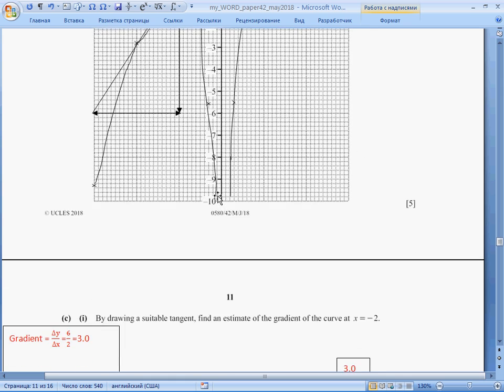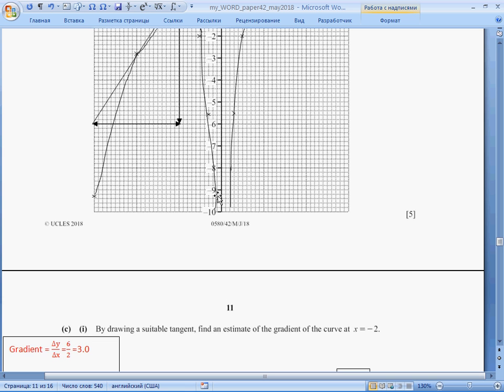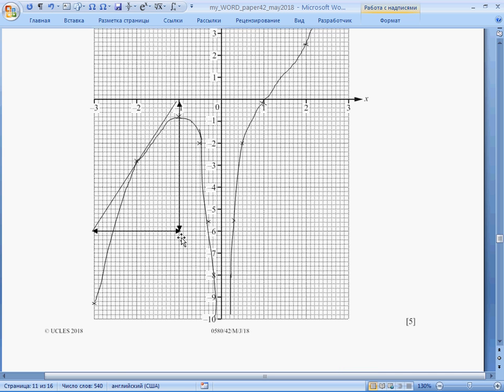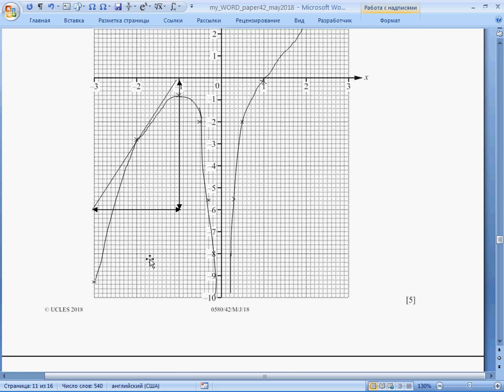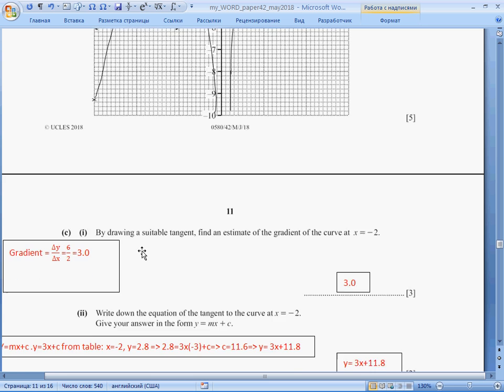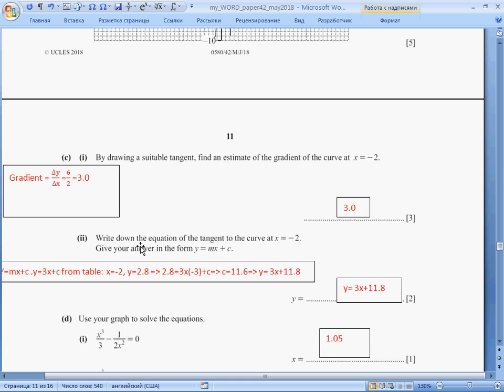By drawing a suitable tangent, find an estimate of the gradient at x equals minus 2. I have tried to draw a tangent, and to find the gradient I draw a triangle. So the gradient will be the change of y, which is 6, divided by the change of x, which is 3, both positive, so it is 3.0.